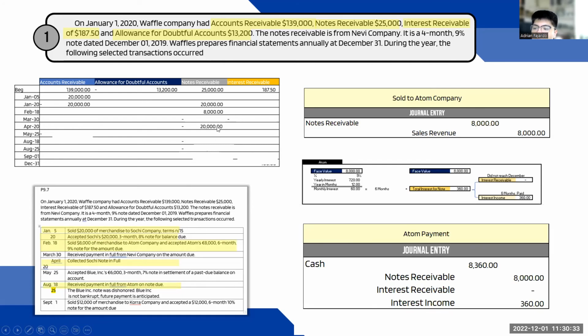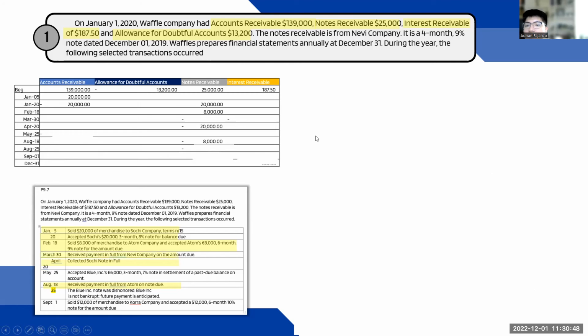So, minus 8,000 na notes receivable, and then yung interest income will not have any effect in our receivables total, right? So, minus 8,000 lang, right? So, we're done now with two companies. We're done with Sochi, we're done with Atom.